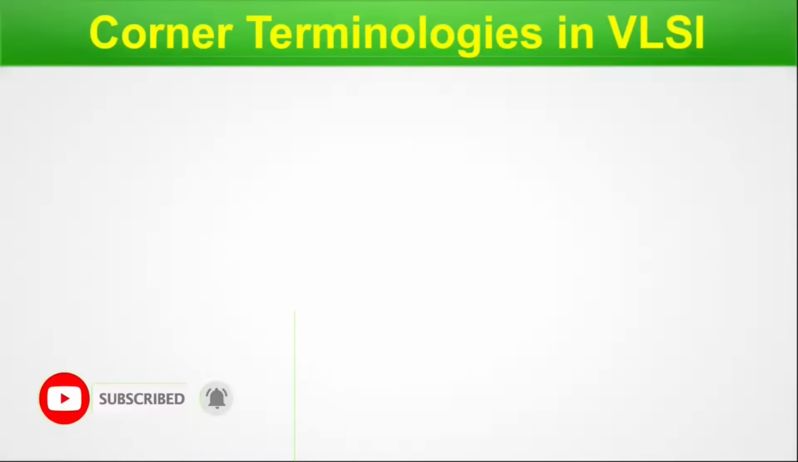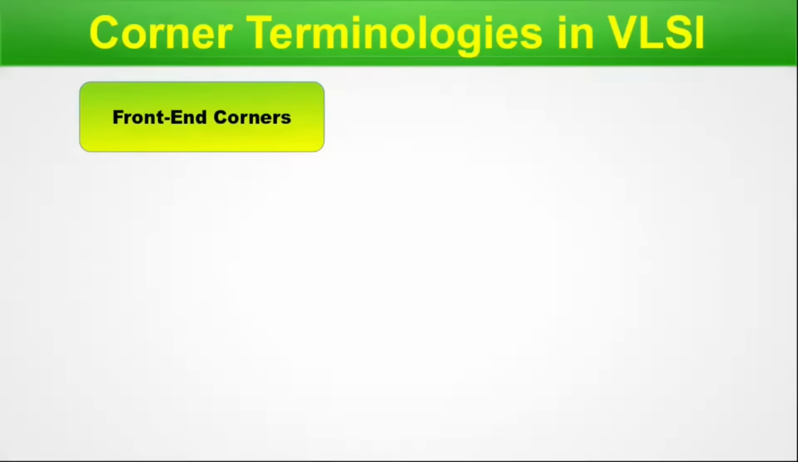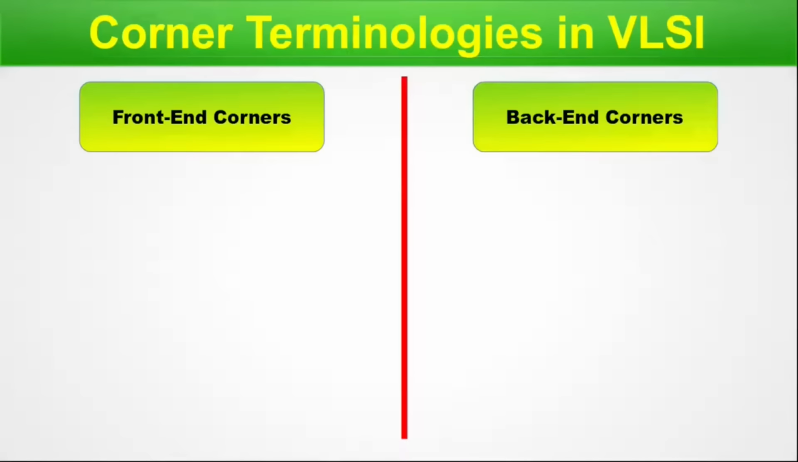Corner terminologies in VLSI. In this particular slide, we will talk about various types of corners, not only the RC corners. We'll expand our view to the other corners and have a bird's eye view, so that's why I have kept this slide. Let us dive in. There will be front end corners and there will be back end corners. Now, what are the front end corners? These corners you can find in the timing.lib file. There you can get the corner files. Back end corners you will find with the RC corners we have just discussed.